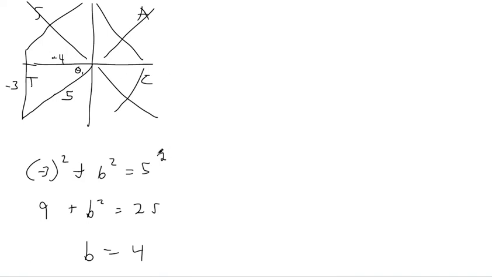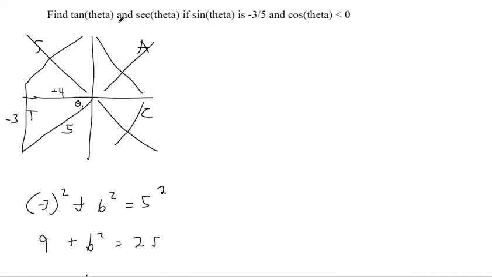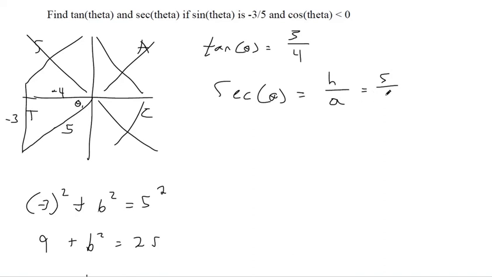Okay. And so now we're ready to answer what tangent of theta is. Tangent of theta is going to be the opposite of our reference angle divided by the adjacent. So negative 3 divided by negative 4, or in other words, positive 3/4. And look, it's positive just like it was supposed to be. Okay. And then secant of theta is supposed to be the reciprocal of cosine. So cosine's adjacent over hypotenuse, so secant is hypotenuse over the adjacent. The hypotenuse is 5, the adjacent is negative 4, so negative 5/4 is secant of theta.